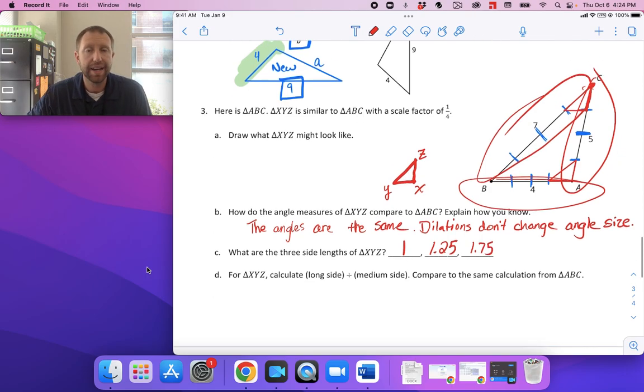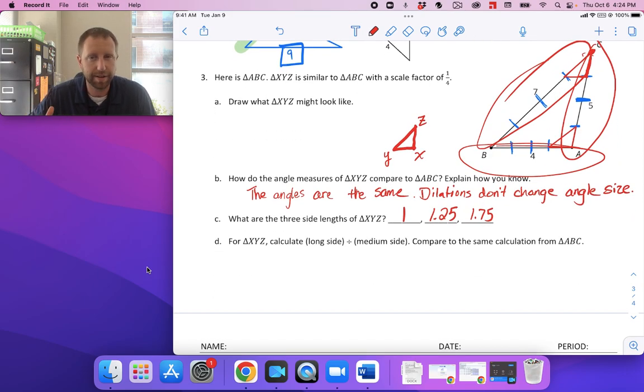Okay. Then, this is what the lesson was having you do. It says for triangle XYZ, calculate the long side divided by the medium side, and then compare that to the same calculation from triangle ABC. So if I do the long side divided by the medium side for this triangle and for this triangle, we know what should happen. We should get the same answer. All right, let's check it and see.